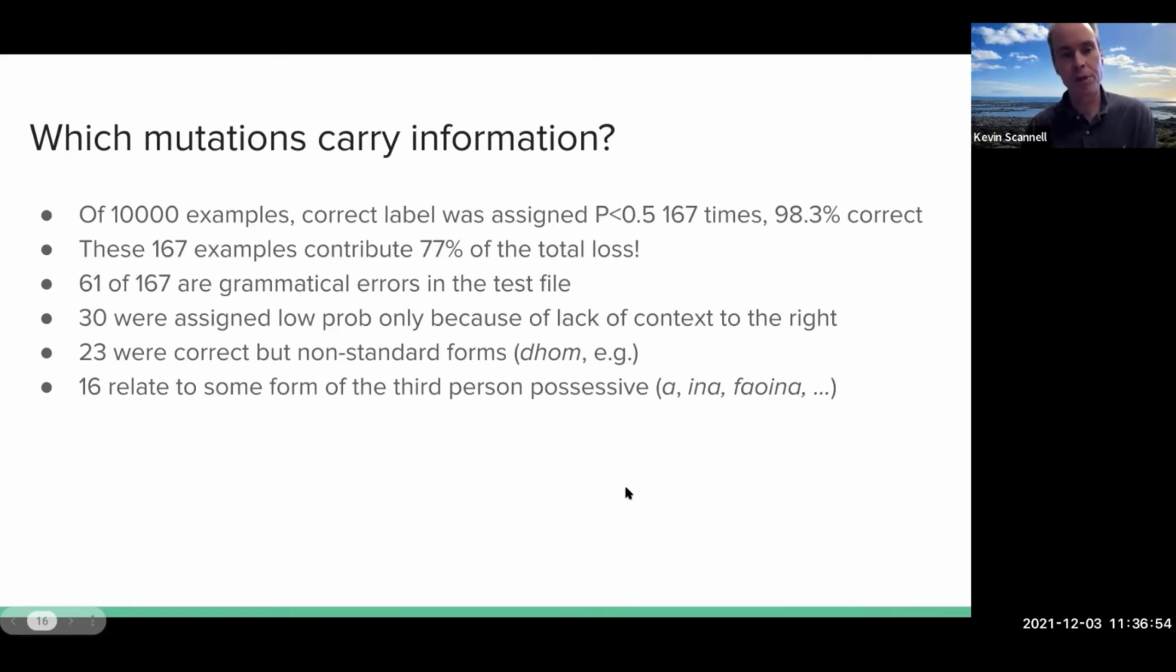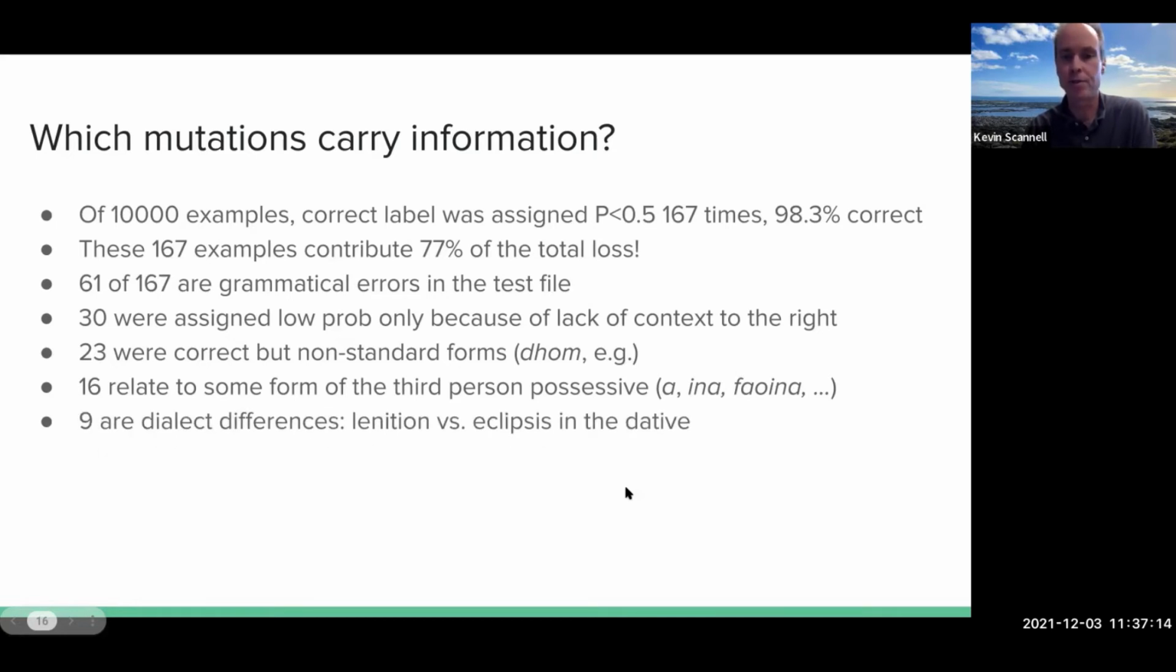And then, of course, everybody's favorite example of where the mutations carry information: the third person possessives. Indeed, this comes up as almost one tenth of these problematic cases, places where the model couldn't accurately detect from context what the correct gender was.